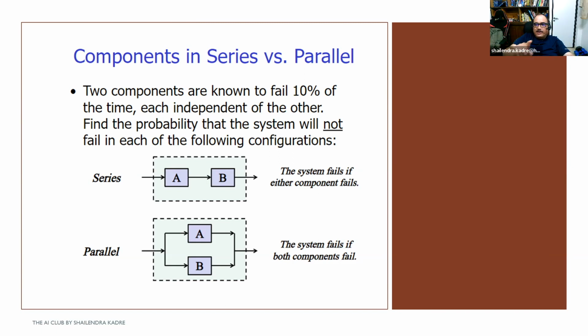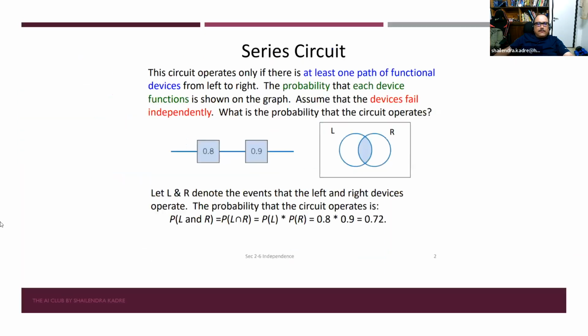So when it is in series, it will be intersection. And when they are in parallel, it will be union. Understood? Is it understood? Yes, Sarthak? Yes, sir.